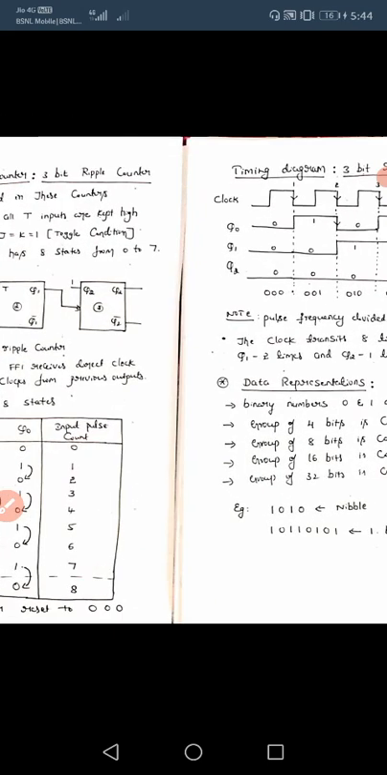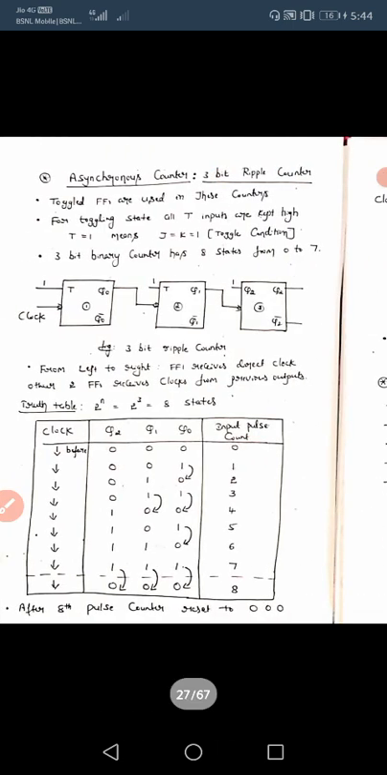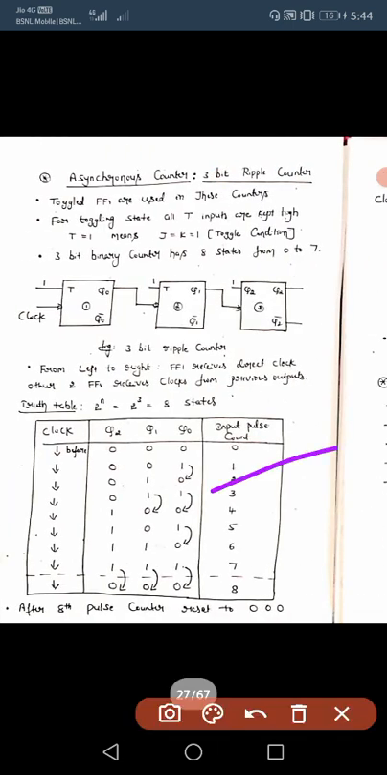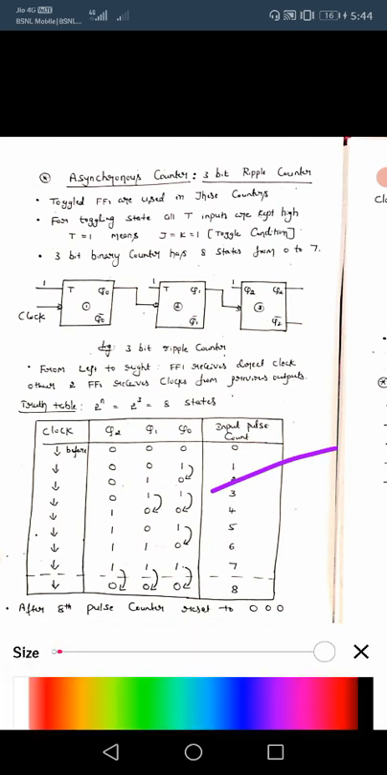Next, you can go for the next question, that is 3-bit asynchronous counter using JK flip-flop. Okay, now you can observe one modification here. JK flip-flop, they have asked here. Now we are having here T flip-flop, no problem.